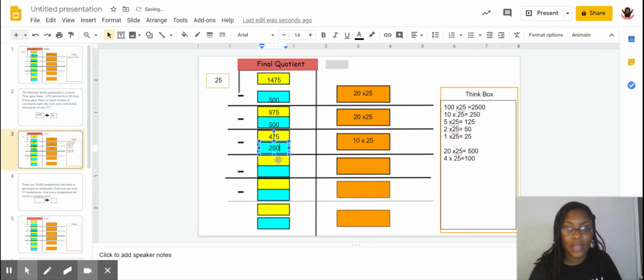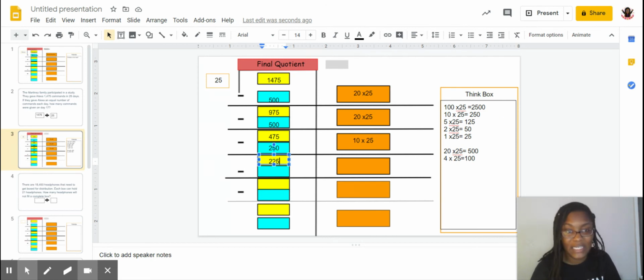Then I'm going to subtract. When I subtract this, it gets me 225. So I'm going back in my think box and I'm looking to see what can get me close.